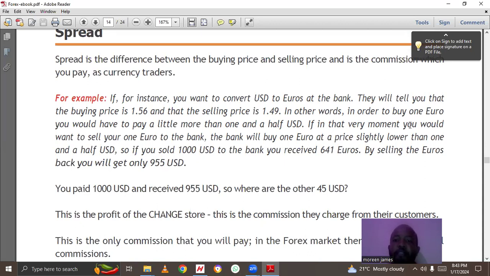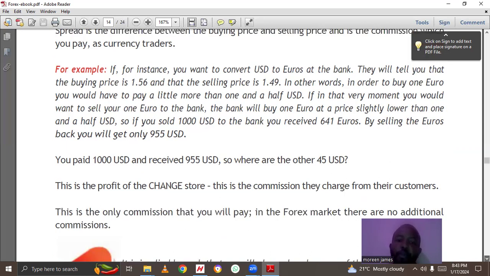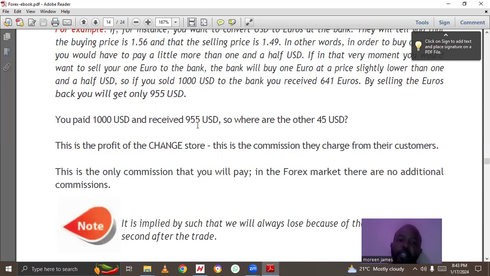If in that very moment you wanted to sell your €1 to the bank, they will buy €1 at a price slightly lower than 1.5 USD. So if you sold $1,000 to the bank, you receive 641 euros. By selling the euros back, you'll get only 955. So I'm explaining the spread. You paid $1,000 and received 955. So where did the $45 go?